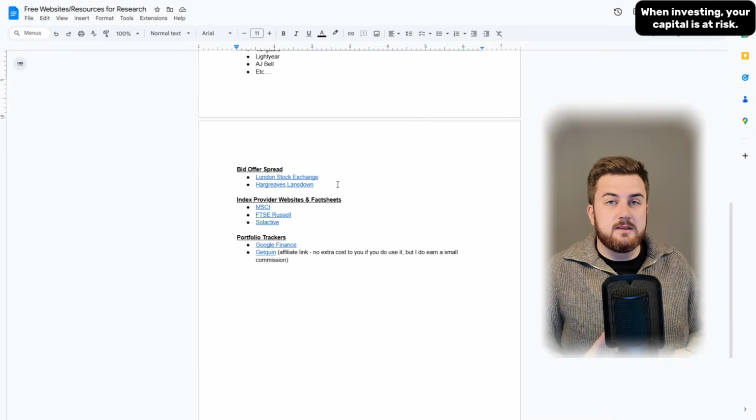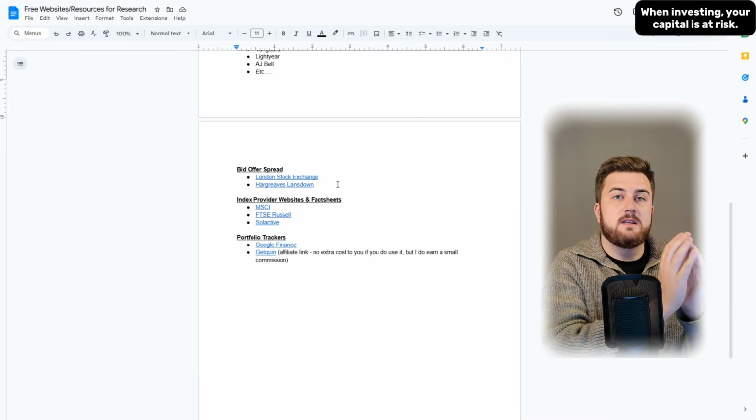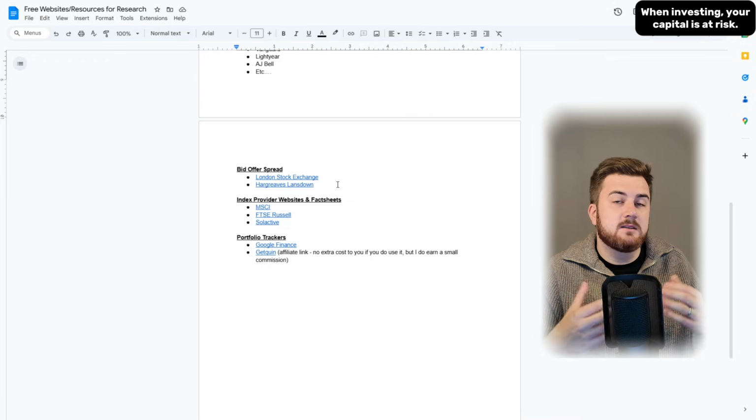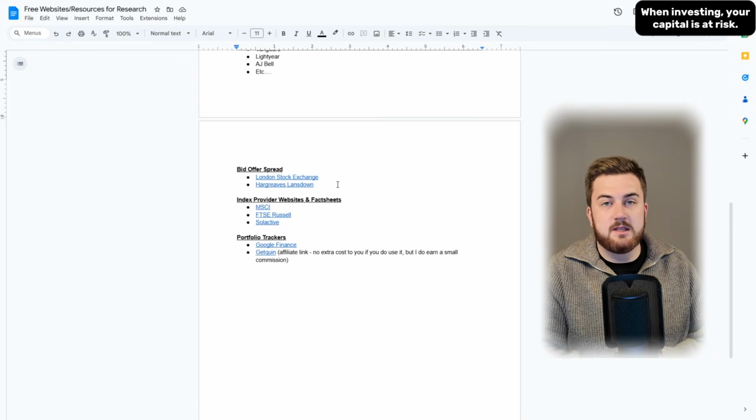Next, bid offer spread. This is the difference between the price you can buy a share of an ETF or stock at and the price you can sell it at. That difference is the spread. And basically it is the cost of transaction, even on a platform with zero commission. This is part and parcel of buying something listed on a stock exchange.